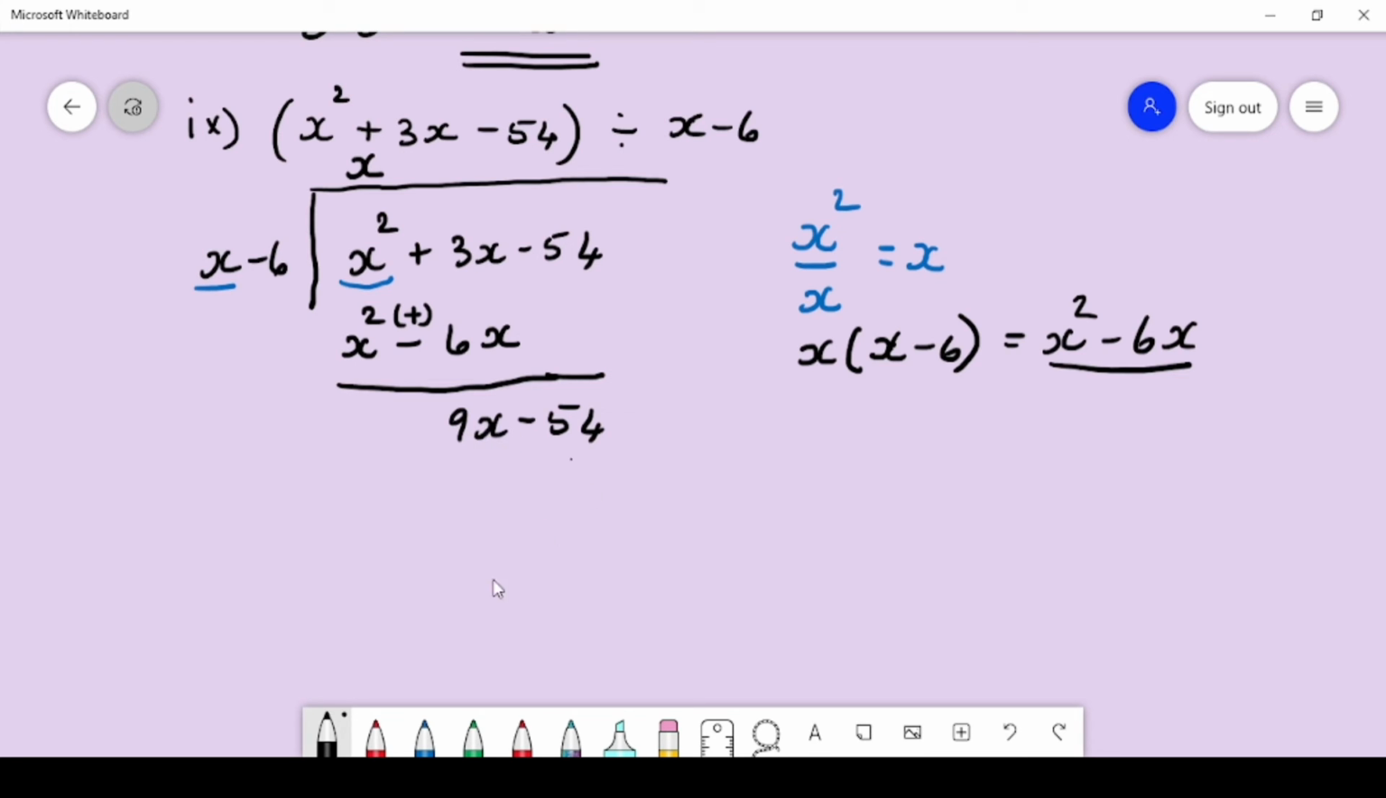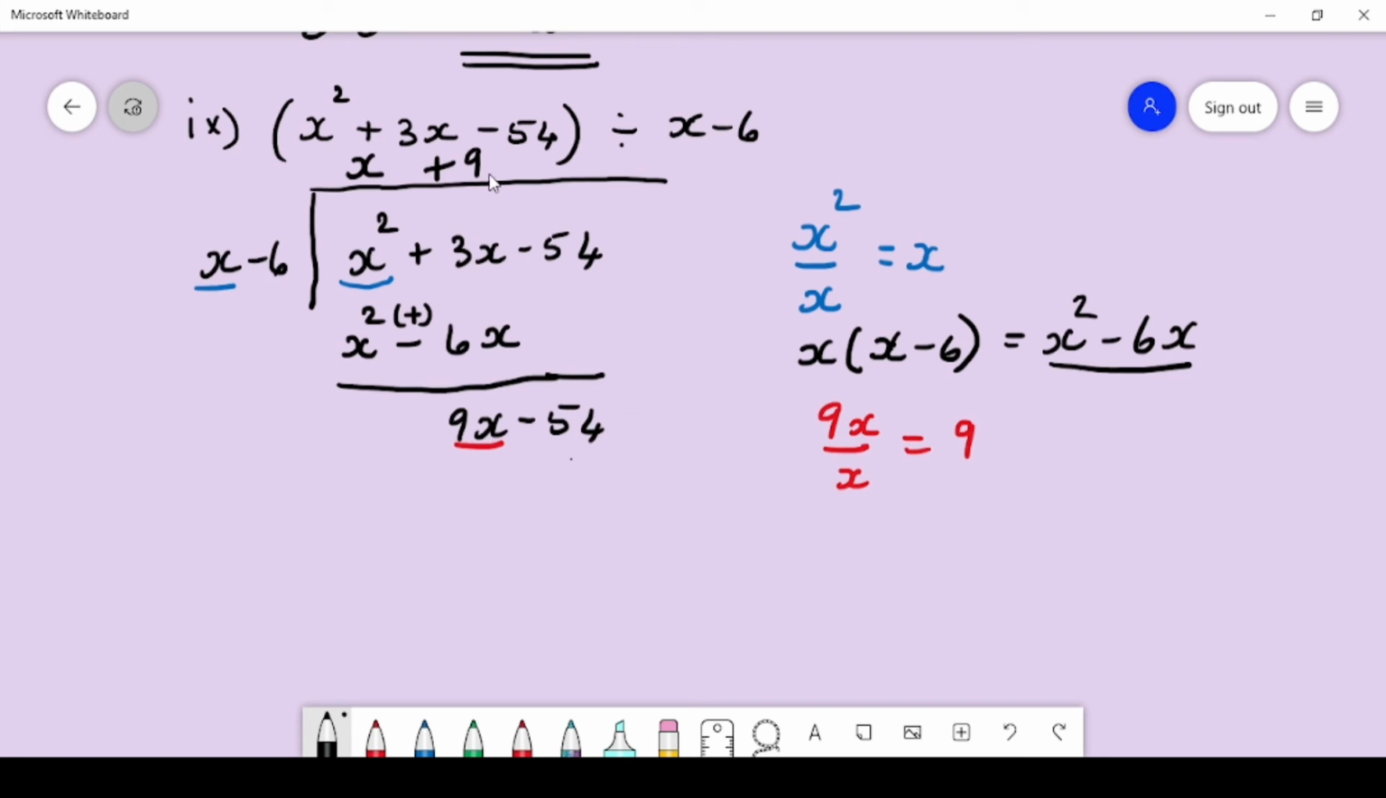So what we have to do, so here you can see 9x is the first term in the dividend. So that 9x should be divided by the first term in the divisor, means x. So how much you are getting? 9 you are getting. That is the next term in the quotient. Okay, so here you can write plus 9.